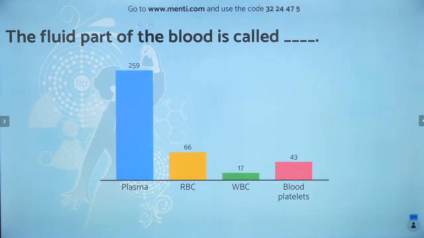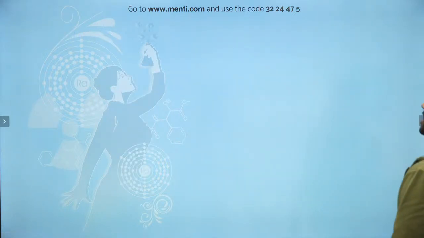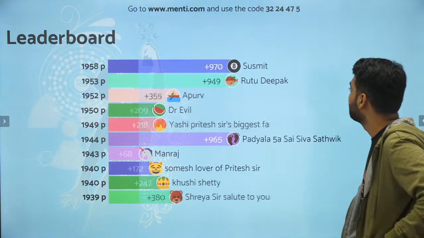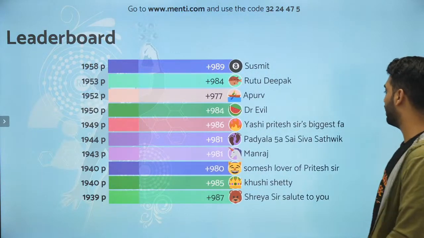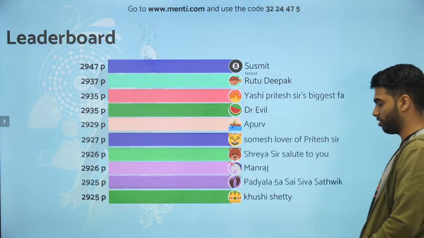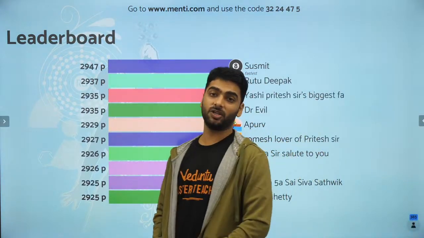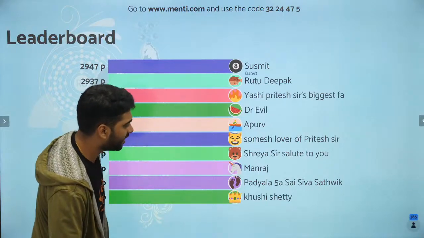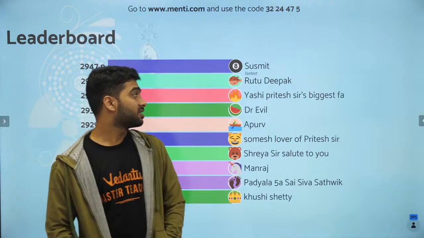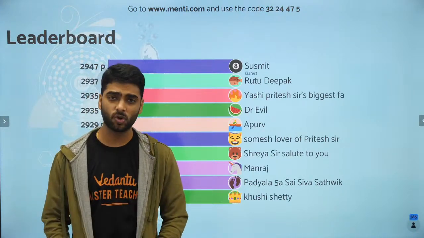Very, very nice, guys. 250 of you are absolutely correct. More than 250. It is plasma, which is the liquid part of the blood. And on the leaderboard, we have Sushmit, Ritu, Apoor, Dr. Evil, Yashi, Padyala, Manraj, Somesh, Khushi and Shreya. So Padyala and Khushi, Shreya and Somesh and Yashi. Shreya, Somesh, Yashi, thank you so much, dear.